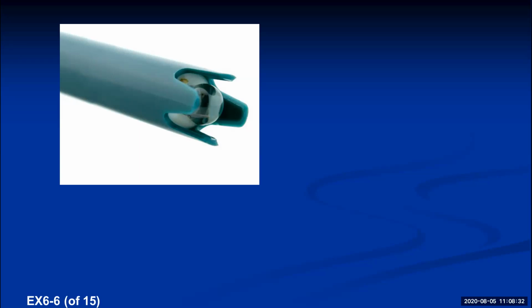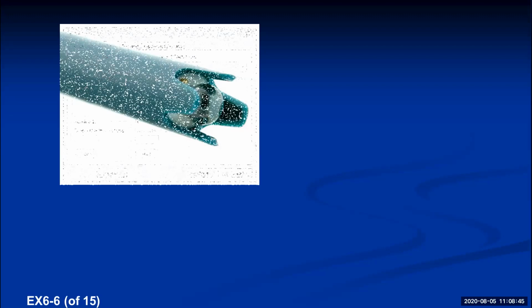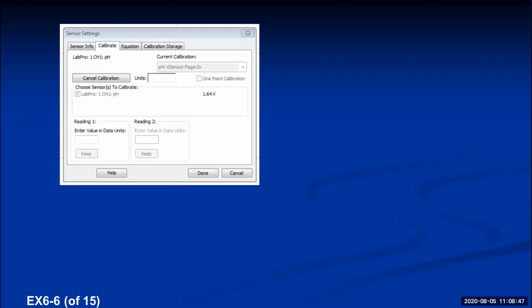Now, you have to actually calibrate it. Much like when we did spectroscopy, we had to make a calibration line between concentration and absorbance. Well, the pH meter needs to make a calibration line between pH and voltage. And so you'll see in the experiment today, to set this up, you're going to take the pH probe and you're going to place it into a solution of known pH. I think we're going to use a pH 4 solution first.